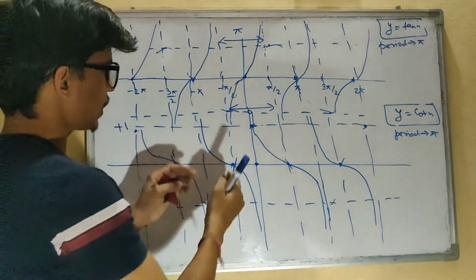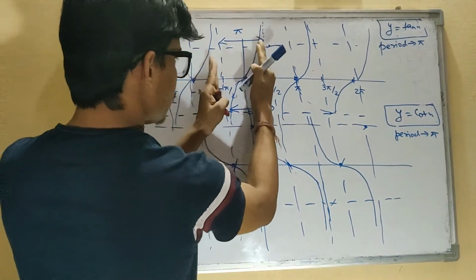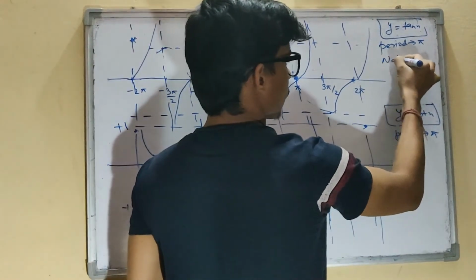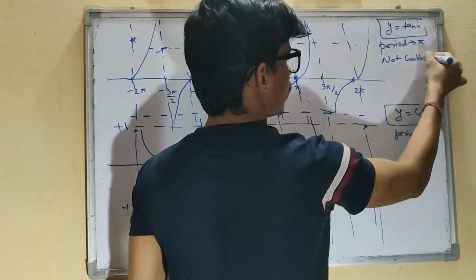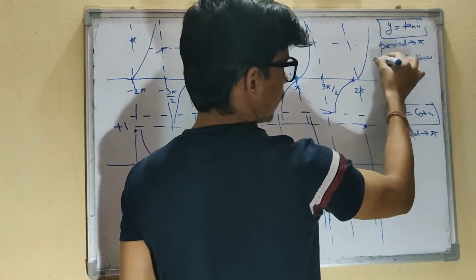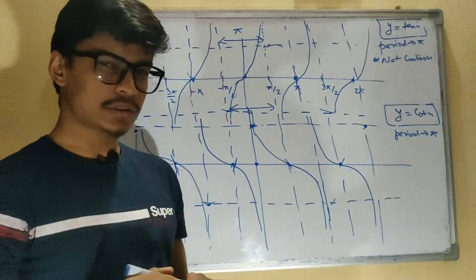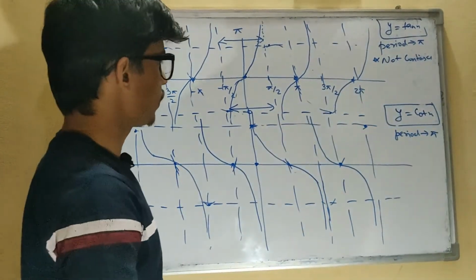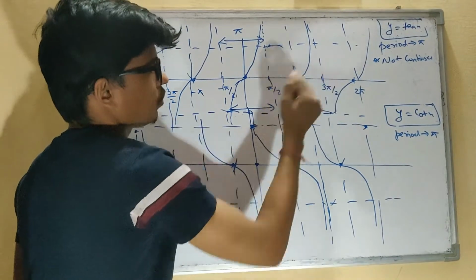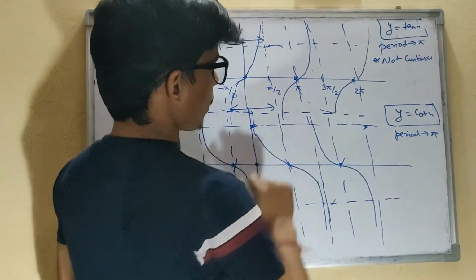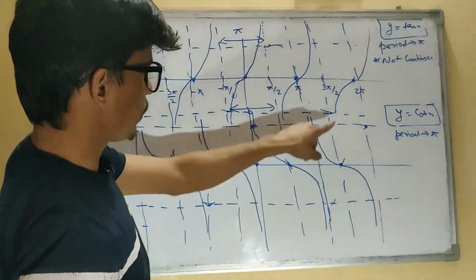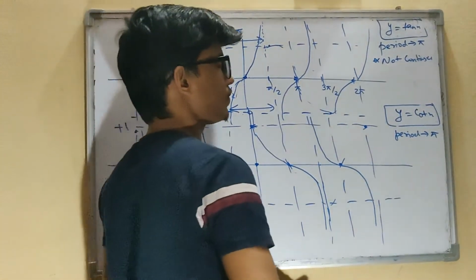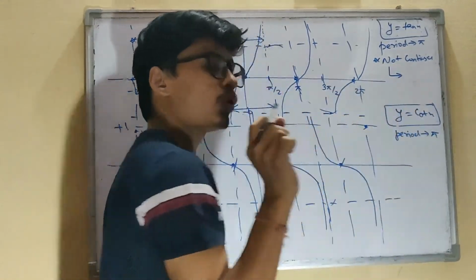Why are they not continuous? Because there is a broken part, right? From this and this, there is a break. That is why they are not continuous. Not continuous at what point? You just note it like this, we will discuss it also. They are not continuous at basically pi by 2, 3 pi by 2, and 5 pi by 2, like this. Okay, so I'm just showing this. At what points are they not continuous?